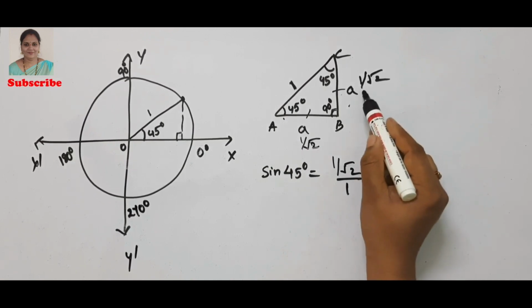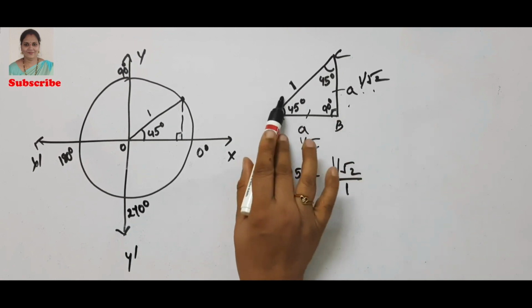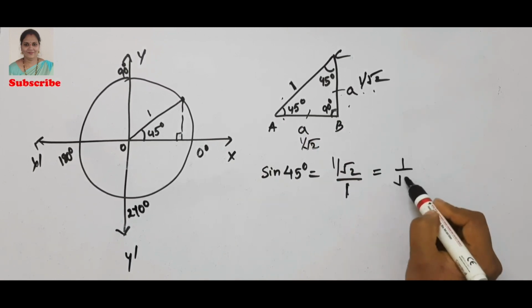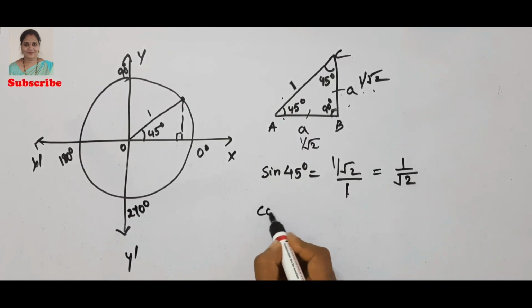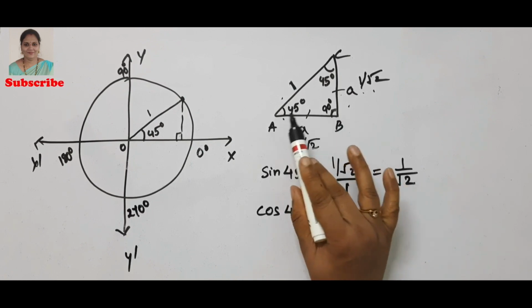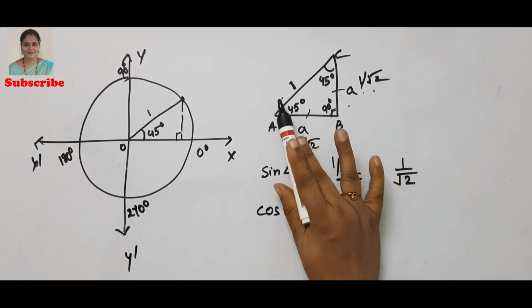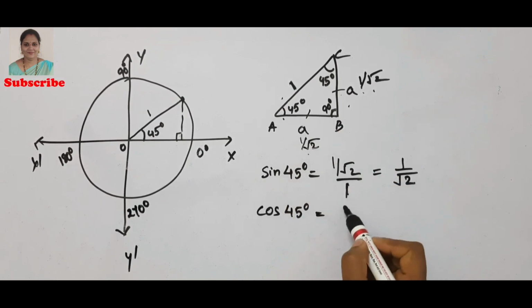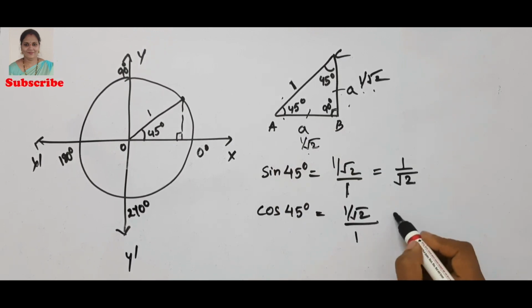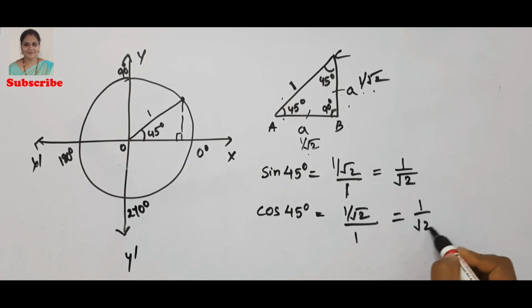Opposite side by hypotenuse. This one is 1, so this will be 1 by root 2. Now cos 45 degrees means adjacent side by hypotenuse. The adjacent side is 1 by root 2 and the hypotenuse value is 1. So we got cos 45 as 1 by root 2.